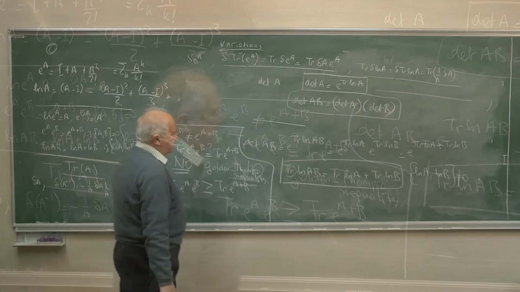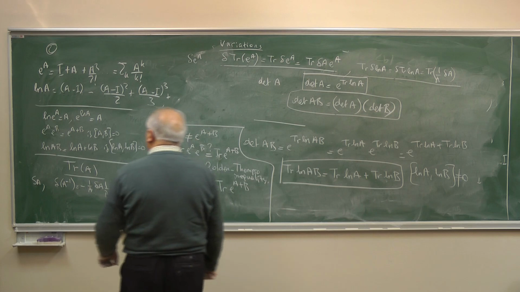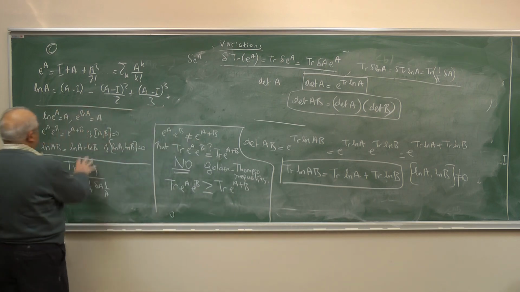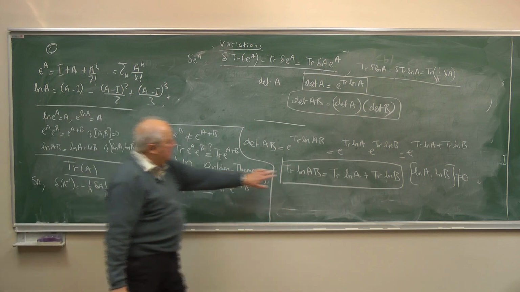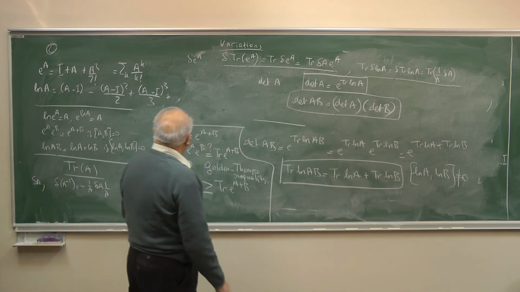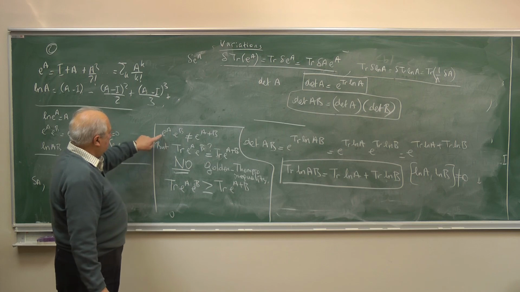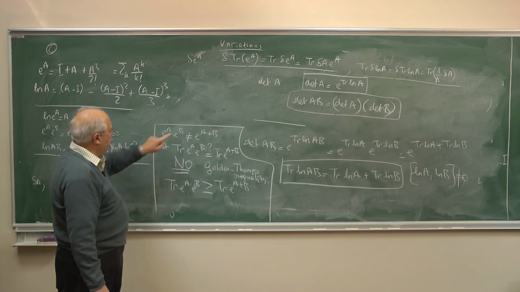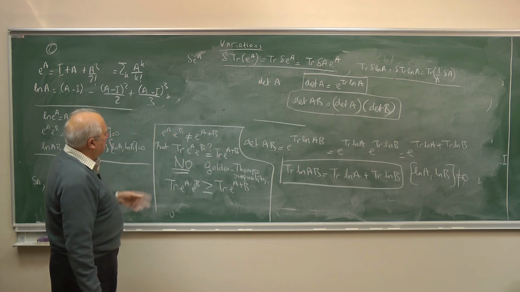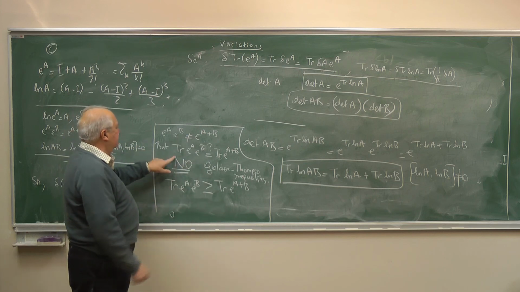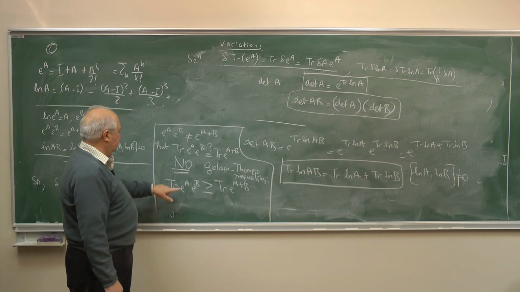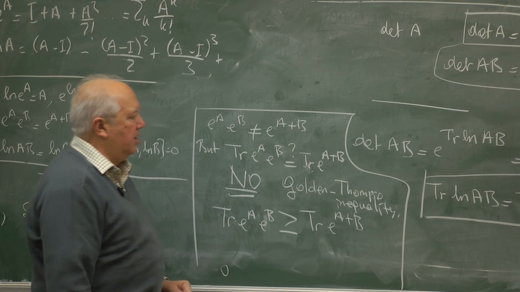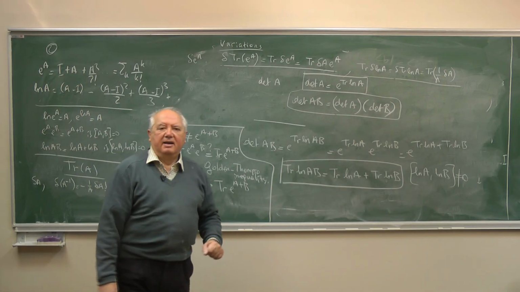So although this relation holds for the log, namely even if they do not commute, under the trace we can write it like that. For the functions e to the A, e to the B, you cannot collect them as e to the A plus B even under the trace. Even under the trace, they will not be equal in general, but there is an inequality. Okay.